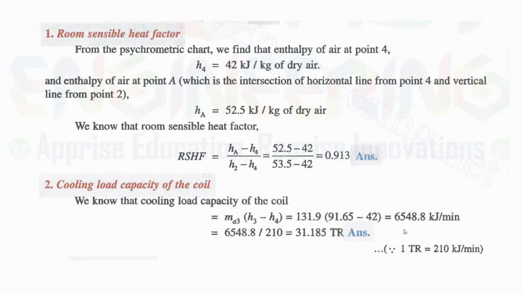To convert it into ton of refrigeration, we have to divide by 210. So we get 31.185 ton of refrigeration. So that is our numerical based on the psychrometric chart.